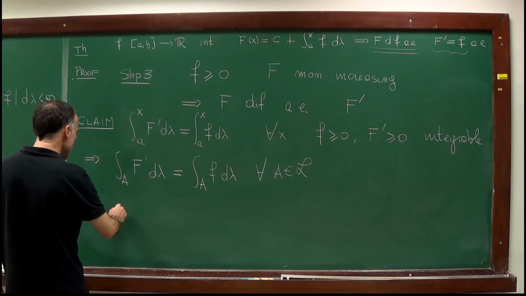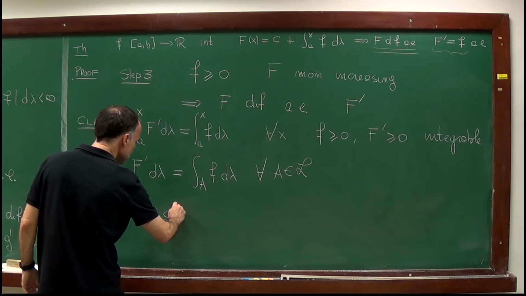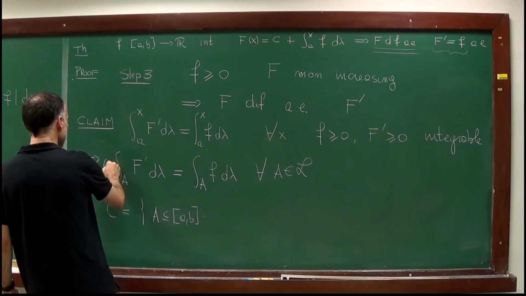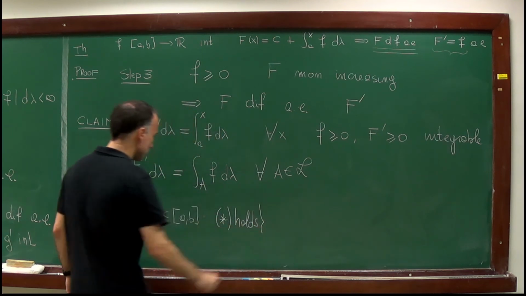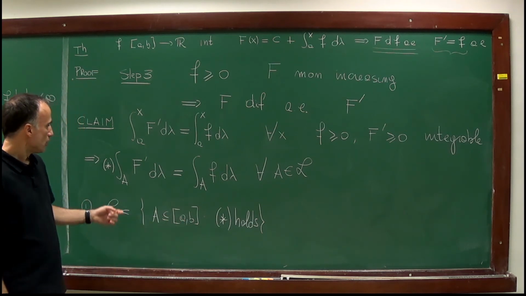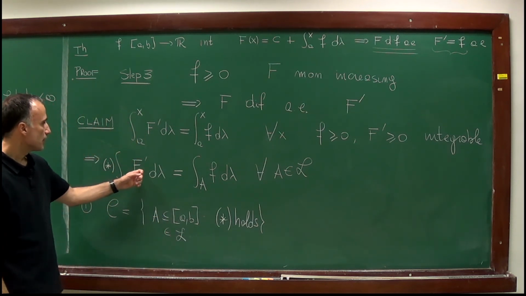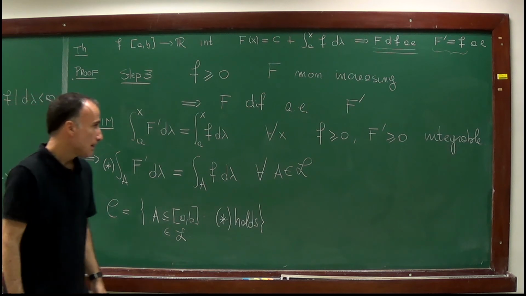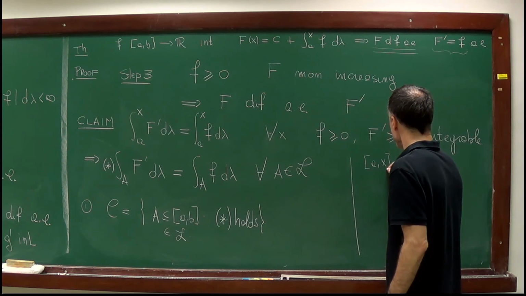So let me call C the family of sets A in (a, b) for which this identity holds. So C is all subsets of (a, b) which are in the Lebesgue sigma algebra, and for which the integral of f prime over A is equal to the integral of f over A. Well, I know already that the intervals (a, x] belong to my family C.